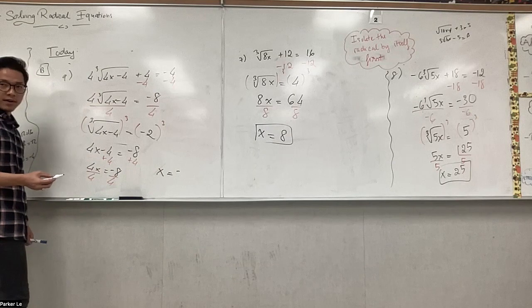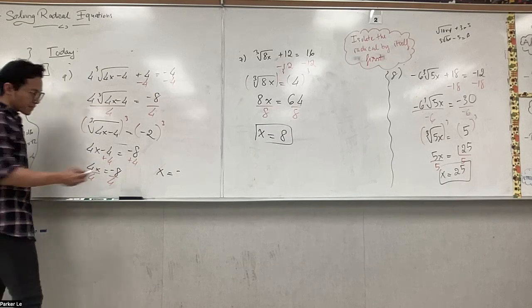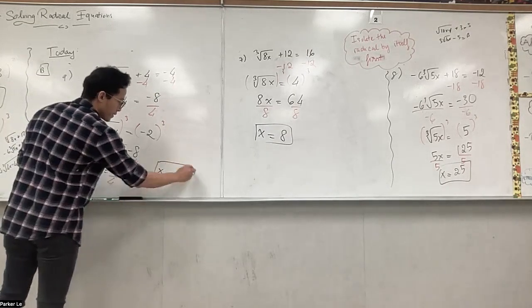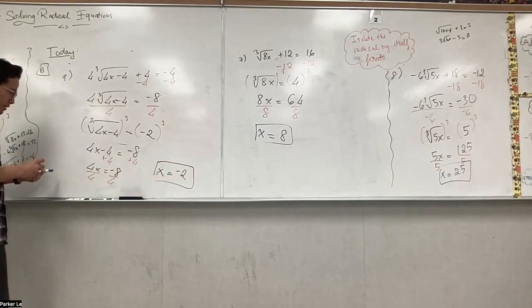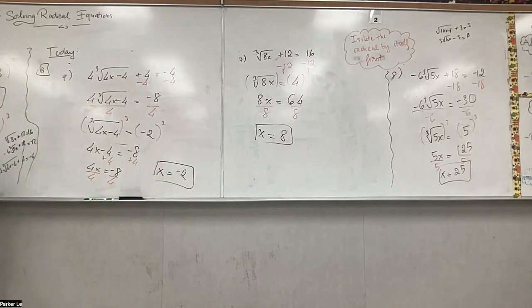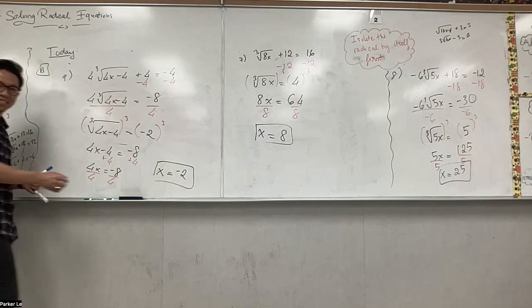What is negative 8 divided by 4? Negative 2. Not negative 1.